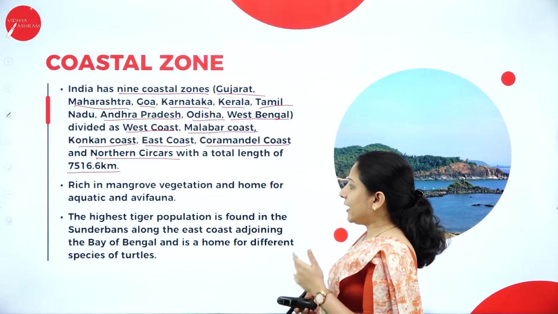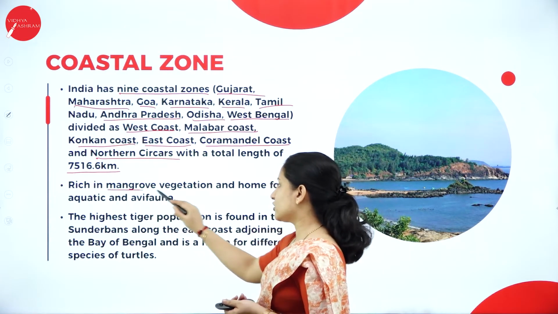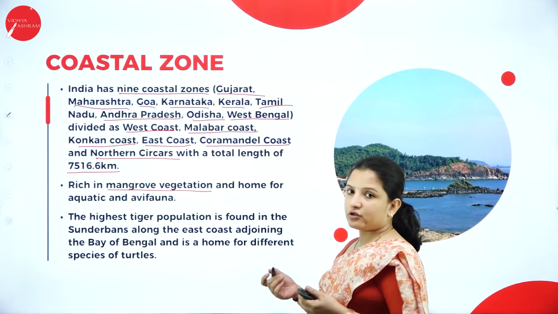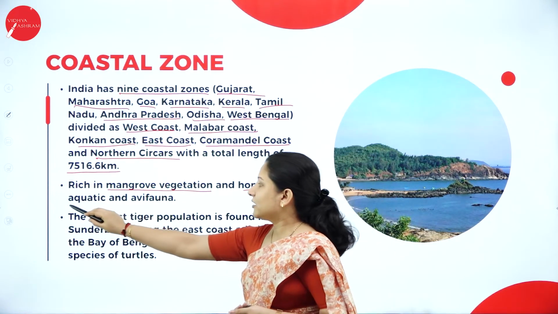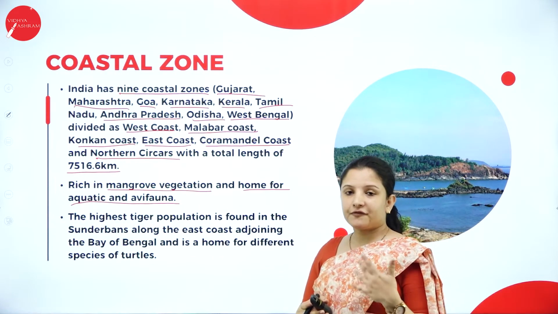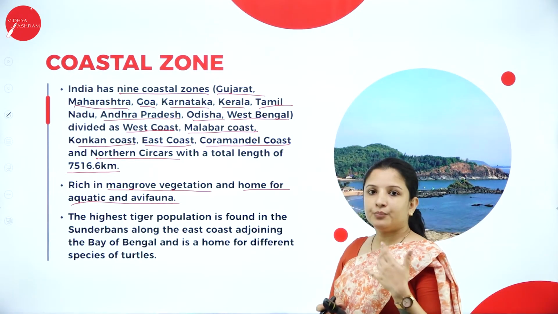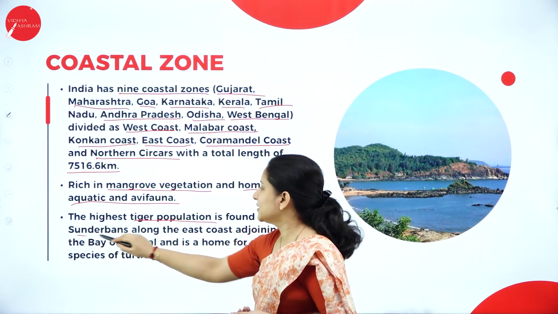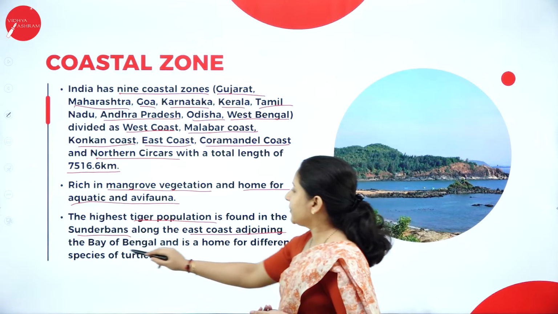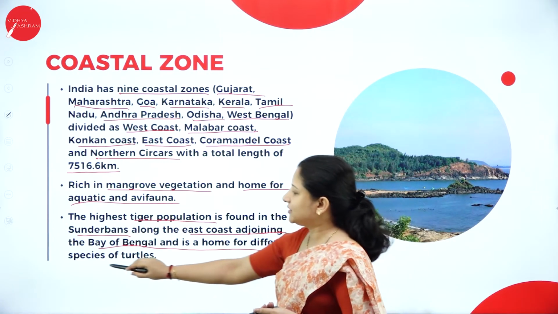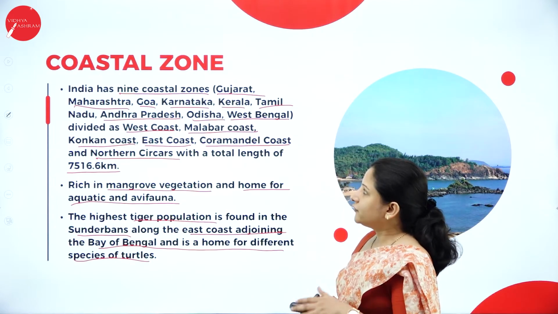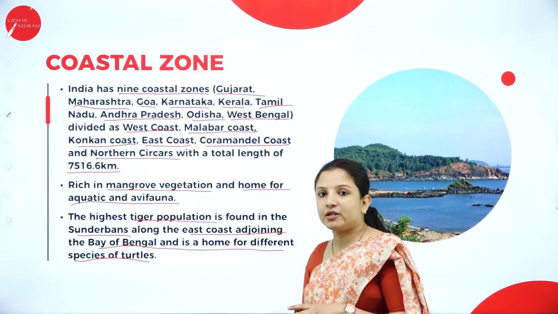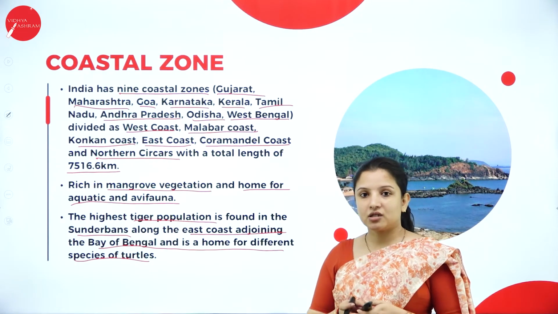So the coastal zone in India is 7,516.6 kilometer and it is rich in mangrove vegetation, because in the backwaters of the oceans and seas, this mangrove vegetation is very high, and mangrove vegetation is a home for aquatic and avifauna, that is for fish species and also for bird species. So the highest tiger population is found in the Sundarbans along the east coast adjoining the Bay of Bengal and is a home for different species of turtles as well. So a part of Sundarban also comes in the coastal zone itself, and it has the highest population of tigers when compared to any other regions in India.